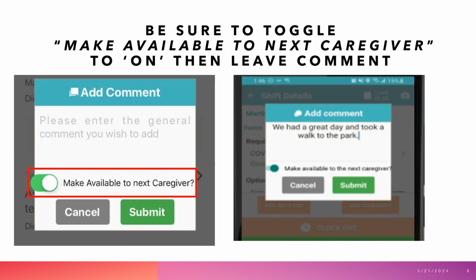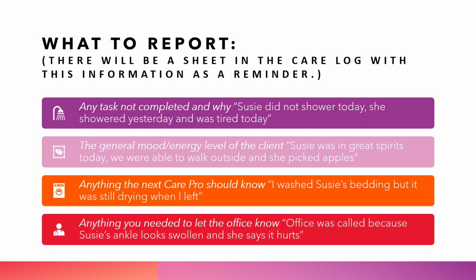After pressing general comments and before leaving your comment, you will be asked to make this available to the next caregiver. The answer is always going to be yes. So toggle that to on and then leave your comment, including the following information. Now remember, there will always be a paper copy resource in the log in the home. But we would like you to capture these 4 main things.